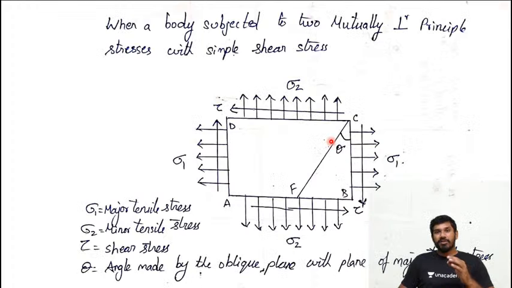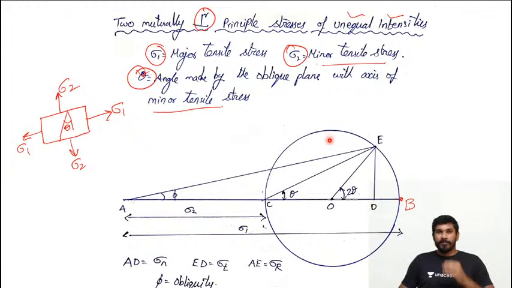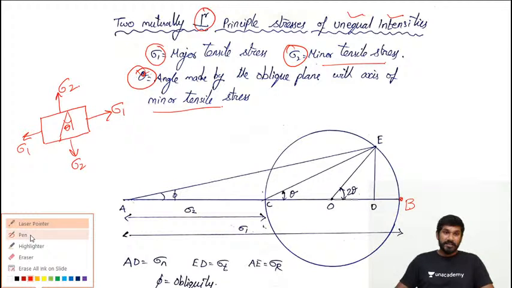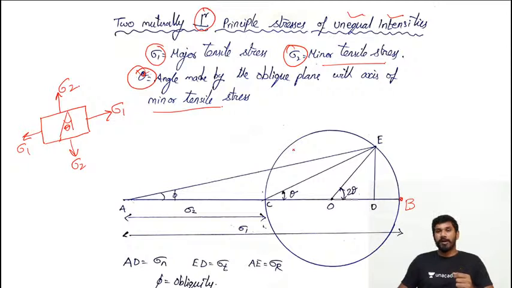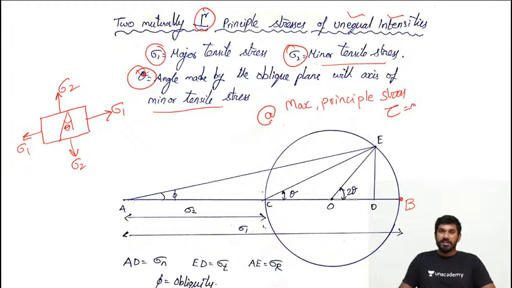How? Let's go to the first one. Why? Because we have studied what the equation of principal stress is. We know that at the principal stress axis, the shear stress will be 0. At maximum principal stress, shear stress will be 0. Got it?